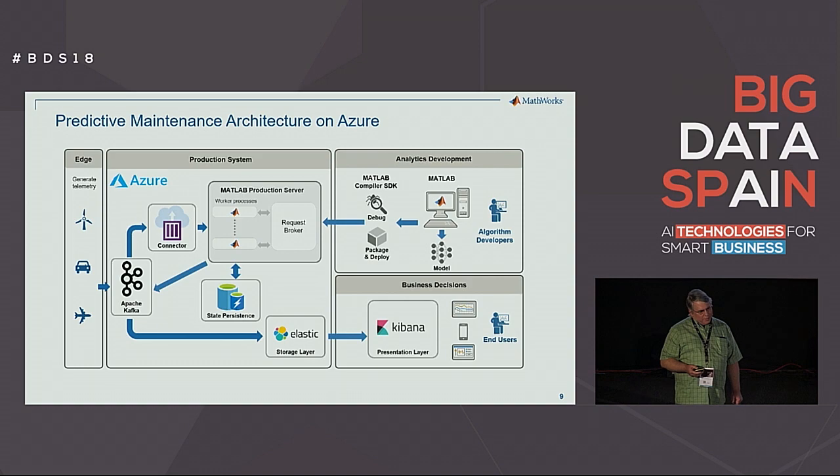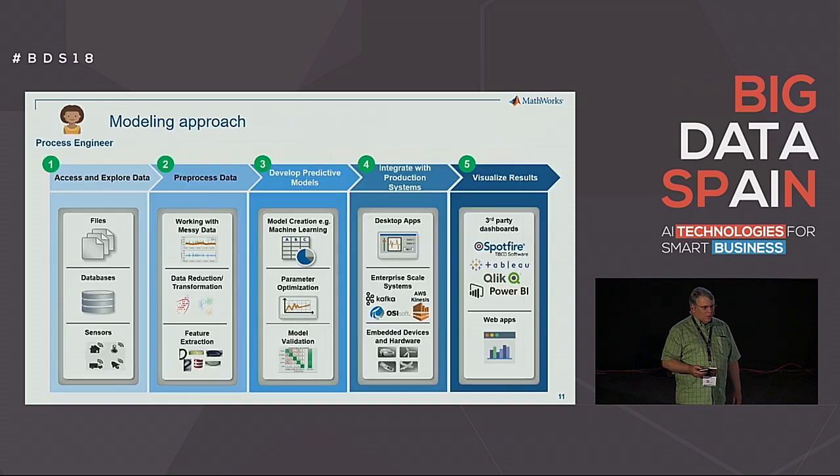On the upper right quadrant, we've got our development environment. That's where Heather's going to do her work and build her model. And then finally, in our lower right-hand corner, we have our end user, who is actually on-site in the plant, and we're going to build him a dashboard so that he can understand what's happening. So now I'm going to hand it over to Heather, and she's going to walk you through the whole design and implementation process of her model.